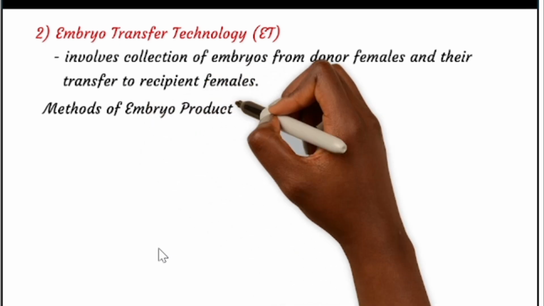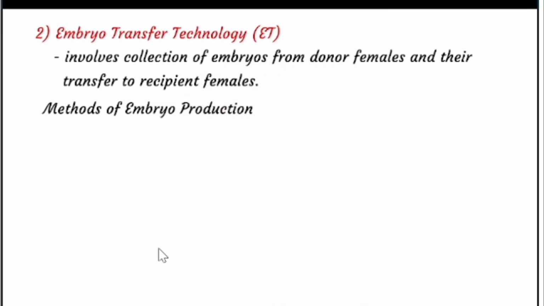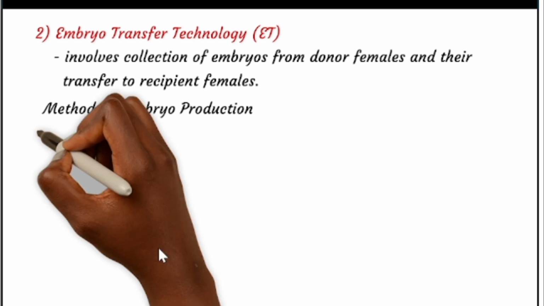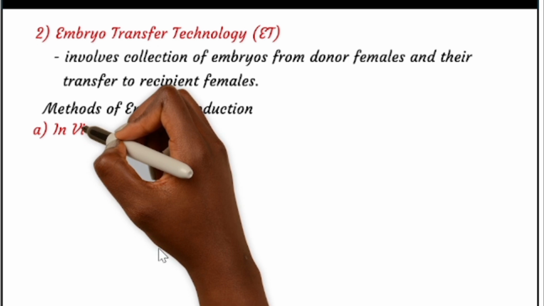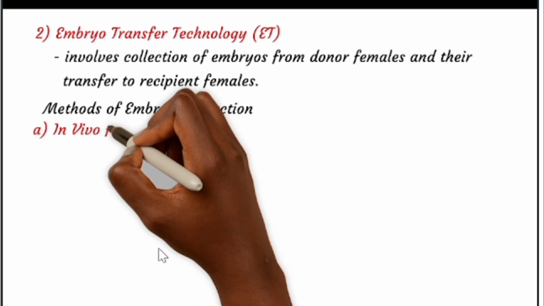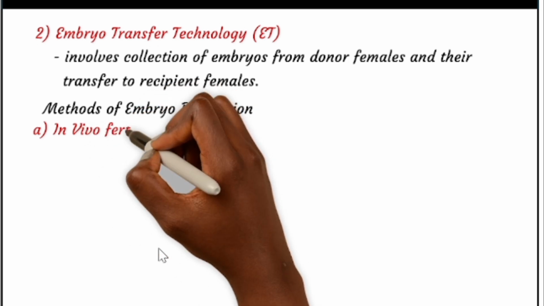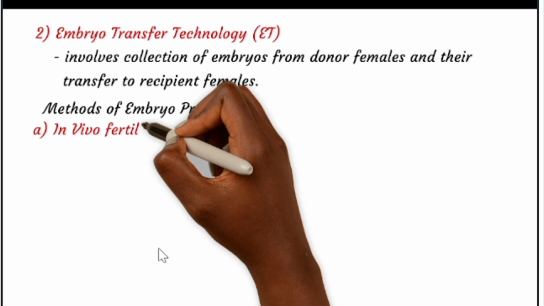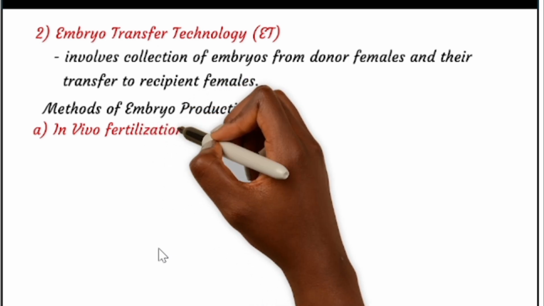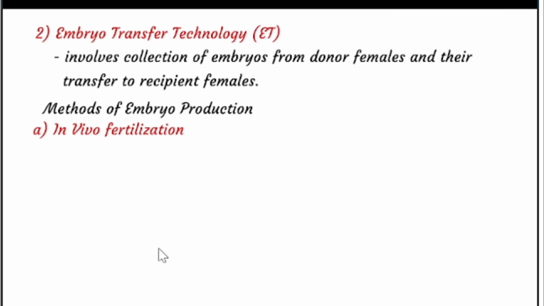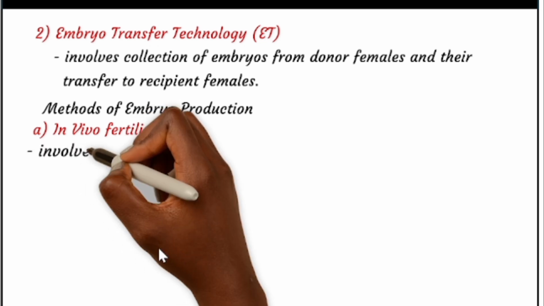Of course, before you do the transfer, you have to first of all produce a fertilized egg or fertilized ovum. So we have two processes that we use. Either it is done inside the animal, that is the in vivo fertilization, or it is done outside the animal, which we call in vitro fertilization. That is the one that you carry out in the laboratory.